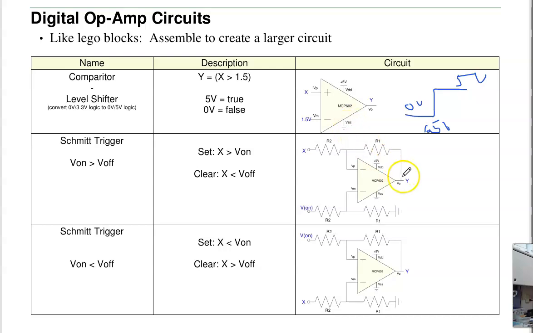Schmitt trigger has this type of characteristic. The on voltage is different than the off voltage. If the on voltage is higher than the off voltage, I use this configuration. If the on voltage is less than the off voltage, I use this configuration. This is one of the few circuits you're ever going to see that has positive feedback. The positive feedback makes it unstable, which is what I want. I want the output to either slam high, 5 volts, or slam low, 0 volts. I don't ever want to operate in the middle.